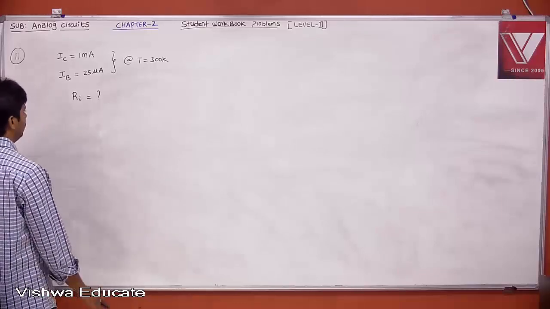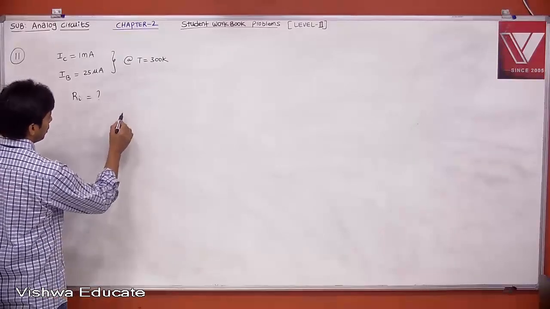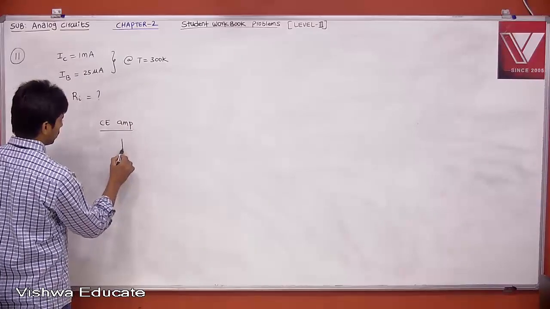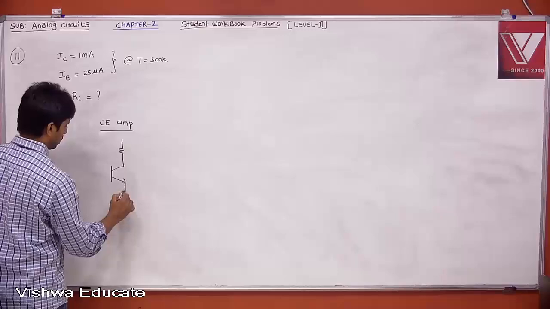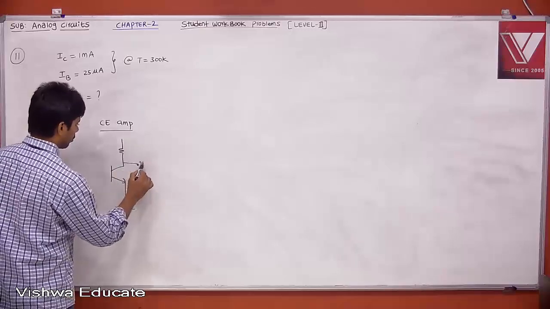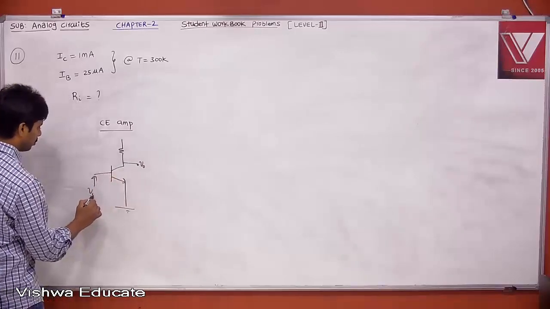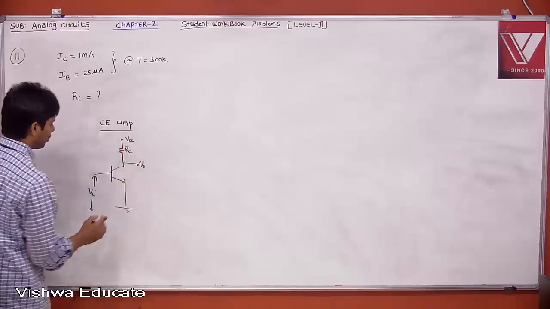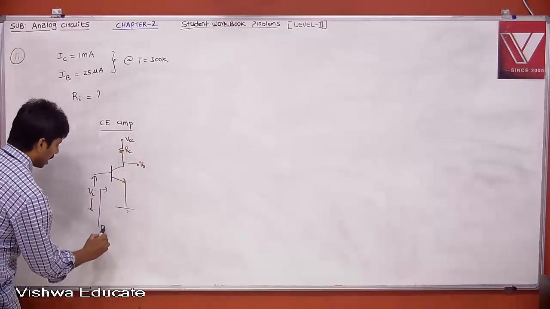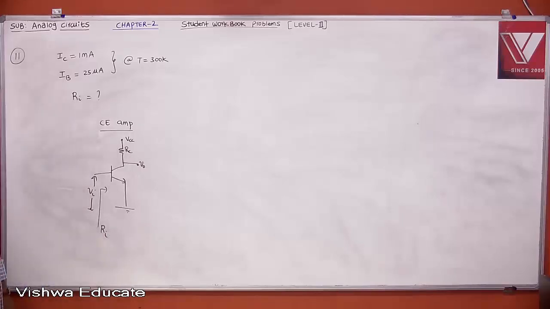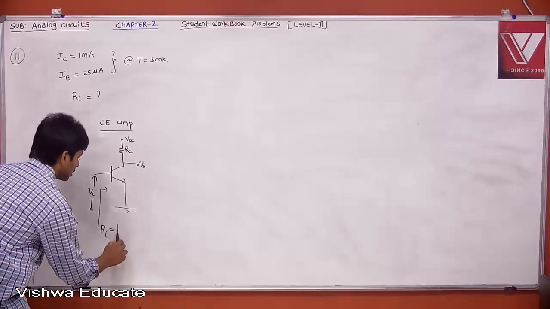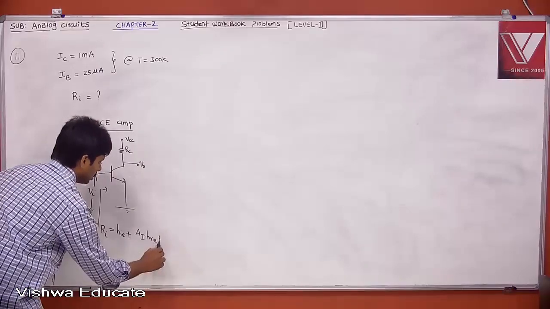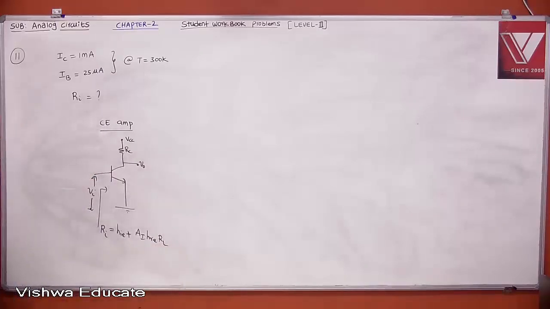Now see, if you take a common emitter amplifier, this is your output voltage, this is your input voltage, and this is your RC and then VCC. This is your common emitter amplifier. And what is the input impedance Ri? Actually, your Ri is equal to HIE plus AI into HRE into RL. This is your input impedance.